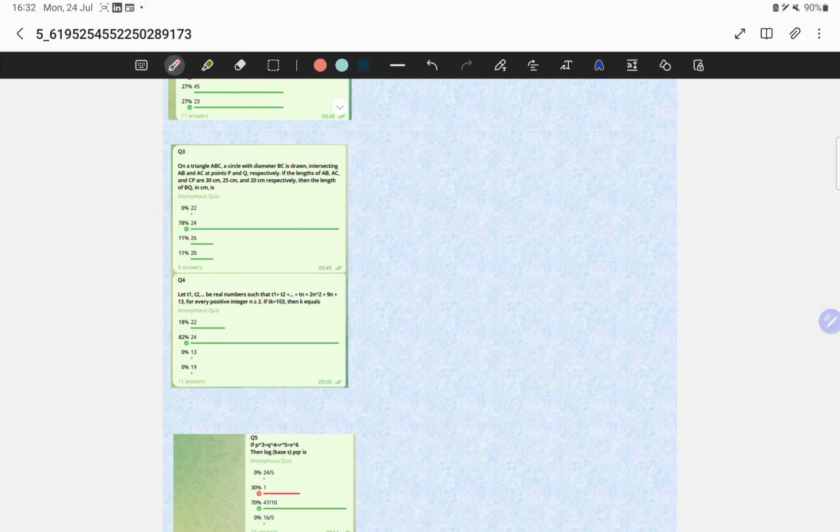Let T1, T2 be real numbers such that the sum till the nth term is 2n square plus 9n plus 13. One thing to notice: it is given that n is greater than 2. Sum of two terms means T1 plus T2, sum of three terms means T1 plus T2 plus T3. So S3 minus S2 equals T3 because the rest get cancelled.